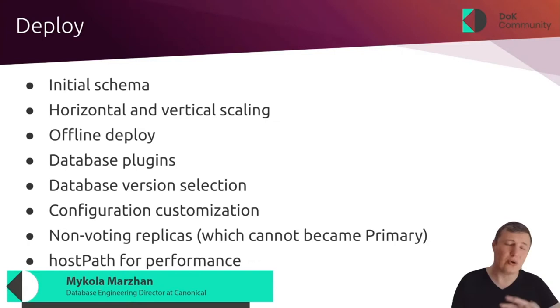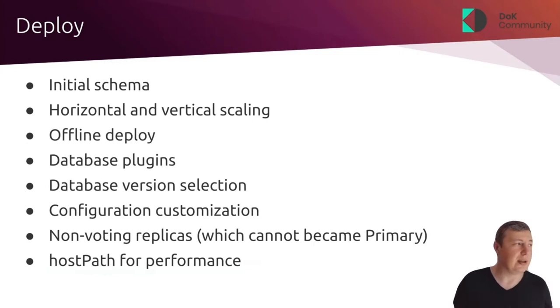Okay, you run your database. Next thing, most probably after some time, you need more resources. You need more CPUs, you need more memory, you need more disk space. And maybe you need more replicas. So how can you do, automatically or manually, horizontal and vertical scaling? Think about it, especially without downtime.